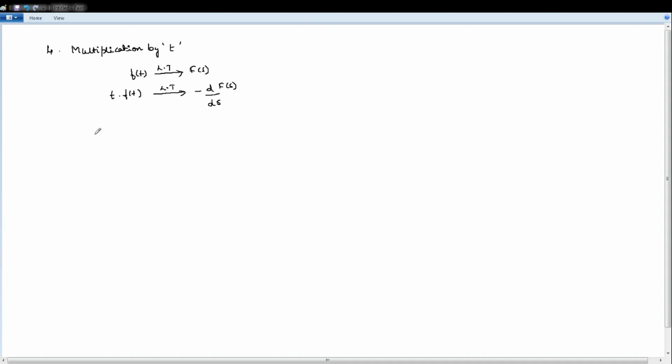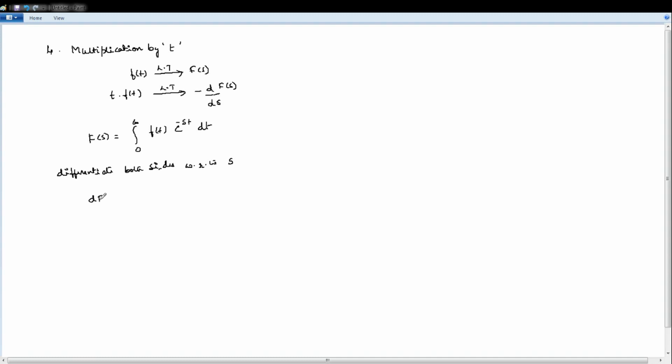Now how do we prove this? Let me take the simple Laplace transform equation, F of s, which is the integral from 0 to infinity of f of t e power minus st dt. Now let me differentiate both sides with respect to s.